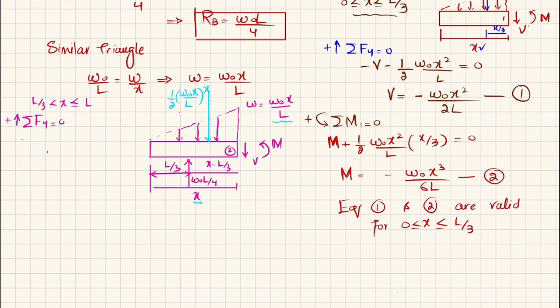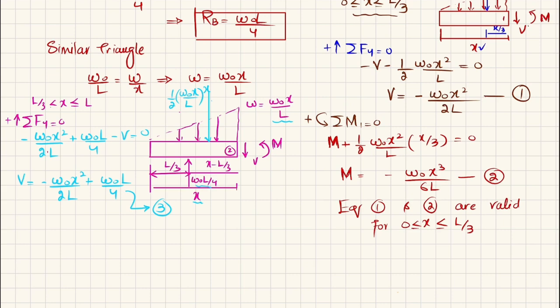So this will be equal to minus W naught X square over 2L, and this load, which is W naught L over 4, which is upward, W naught L over 4 minus V is equal to 0. So from here you will get V will be equal to minus W naught X square over 2L plus W naught L over 4. Let this be your equation number 3.